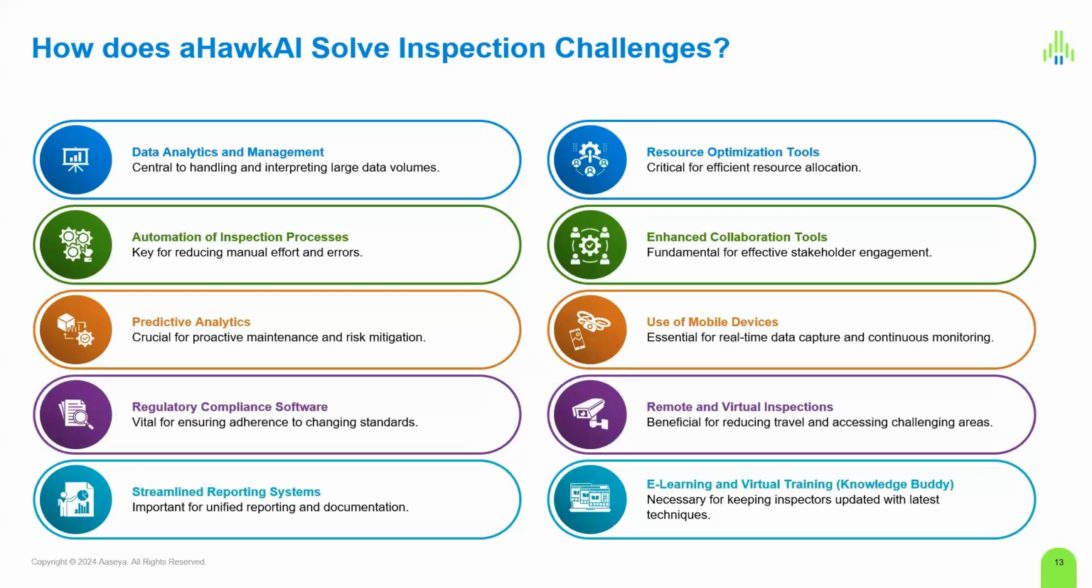Fourth, regulatory compliance software. It is vital for ensuring adherence to changing standards. Fifth, streamlined reporting systems. It is important for unified reporting and documentation. Sixth, resource optimization tools. It is critical for efficient resource allocation. Seven, enhanced collaboration tools. It is fundamental for effective stakeholder engagement. Eight, use of mobile devices. It is essential for real-time data capture and continuous monitoring.